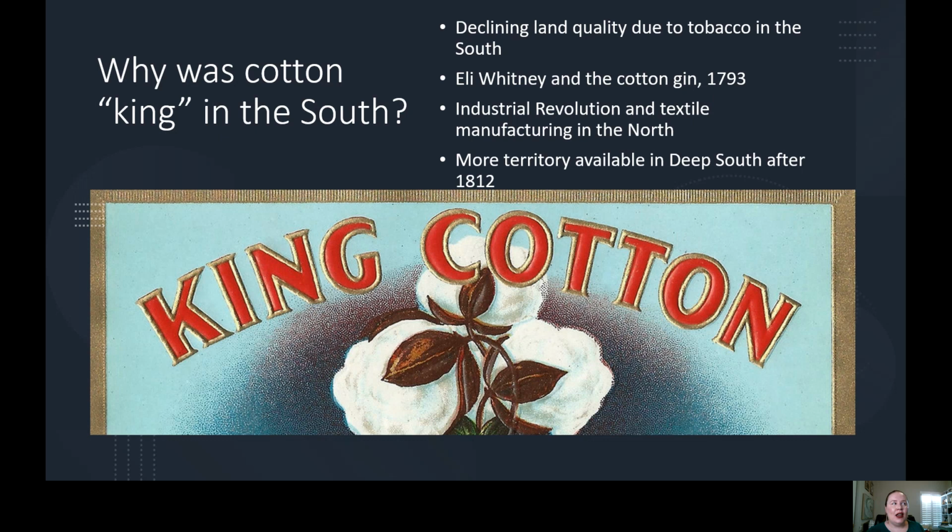But tobacco demands a lot of the soil. After more than 100 years, because they start tobacco cultivation in the early 1600s, by the time we get to the early 1800s, it's been 200 years of tobacco cultivation. The soil quality is declining, and therefore it's more difficult to grow cash-producing crops. This is partly why there's a search for a new cash crop for the South, one that will grow better in challenging conditions, and also a search for new areas to move into in the South.